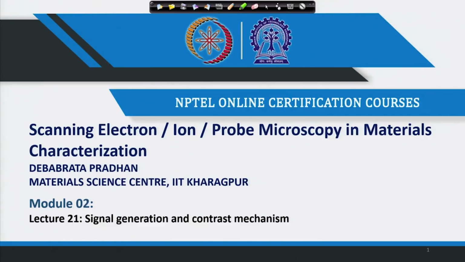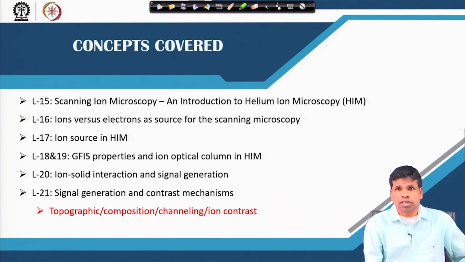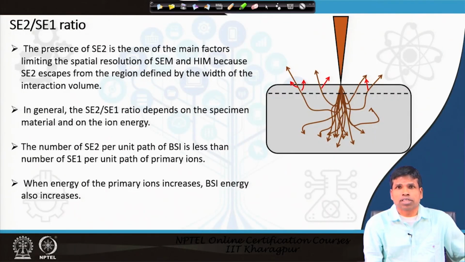Welcome back. In our last lecture, we discussed ion beam and specimen, or ion-matter interaction, and signal generation. Today, we will continue with signal generation and also how different contrast forms through the signals. This is what we will discuss in today's lecture, particularly continuing from signal generation and how different contrasts such as topography, composition, channeling and ion contrast are generated using an electron ion microscope.